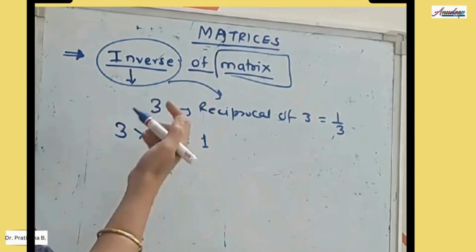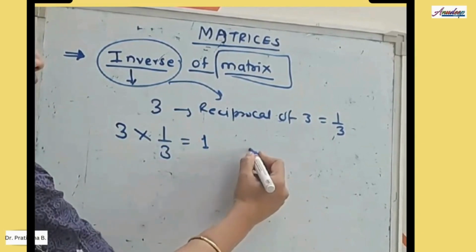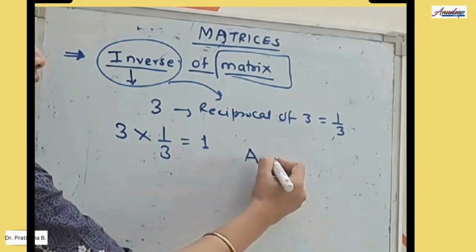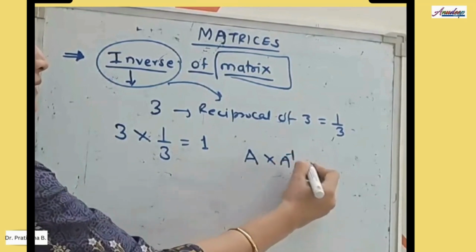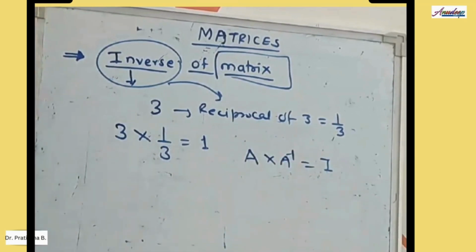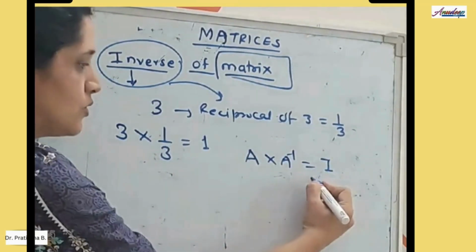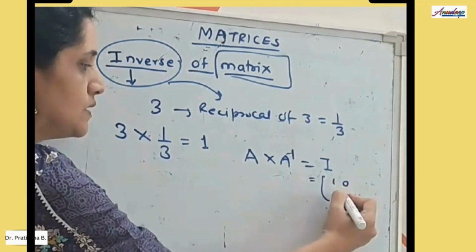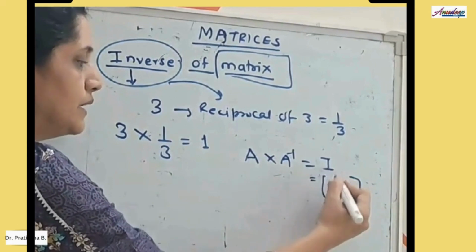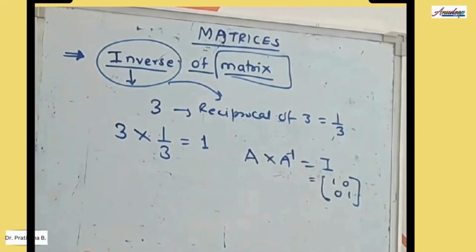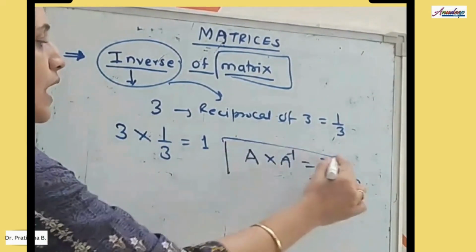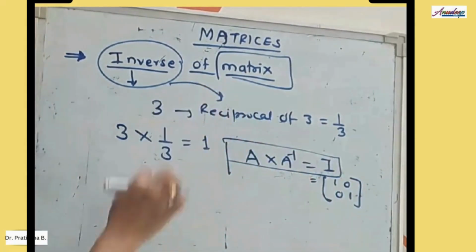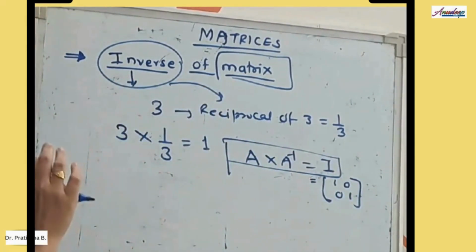In matrices, if I have a matrix A and I multiply it with its inverse, then I get what is called the identity matrix, or I. As you know, I, if it is two dimension, is 1, 0, 0, 1. All the elements in the identity matrix are either 1 or 0. This is what we have to remember when we are solving problems on the inverse of a matrix.